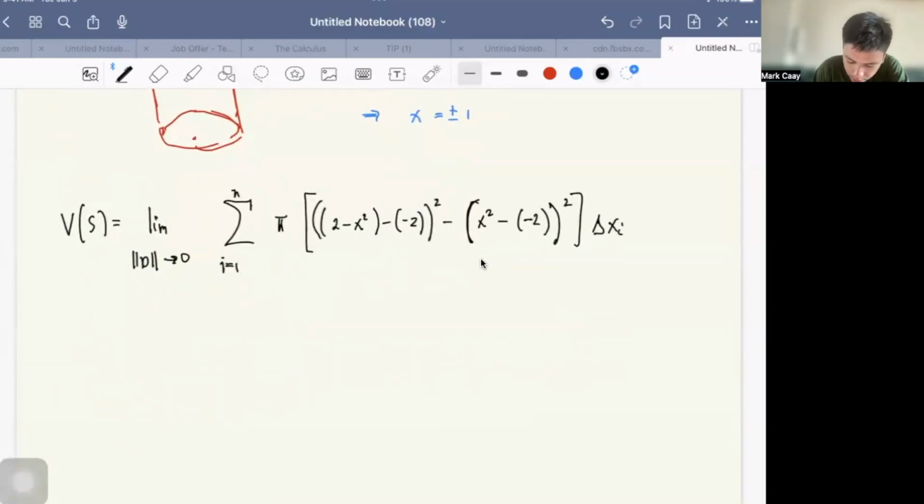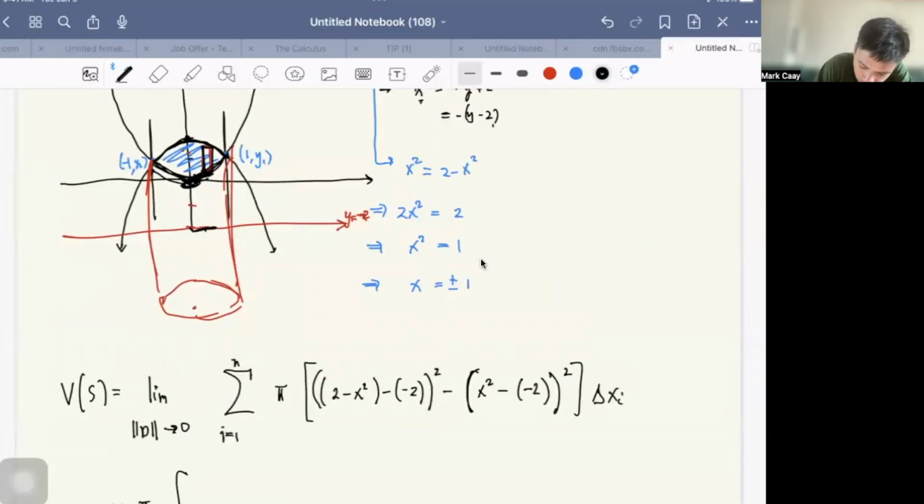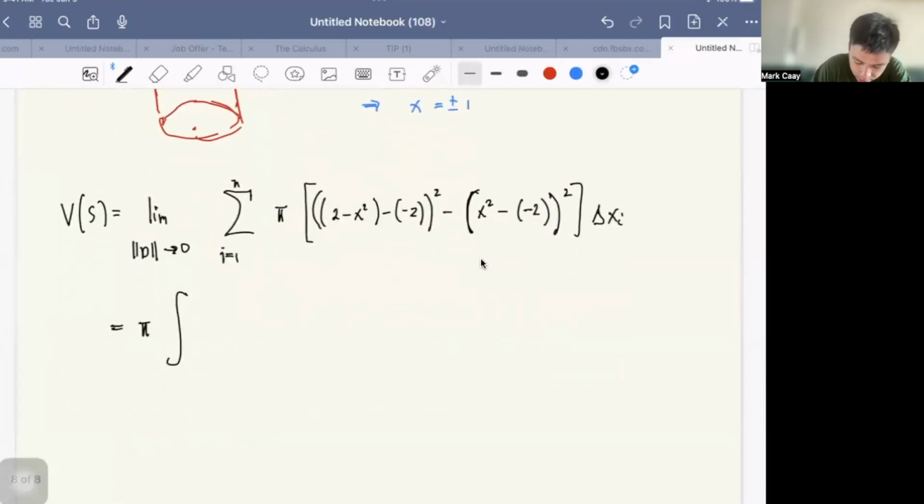So, if I remove this summation, it becomes an integral. That means this is pi times the integral. Yung interval natin, nakuha na natin, this is from negative 1 to 1. So this is negative 1 to 1 of, let us simplify this. Ano to? This is magiging positive.